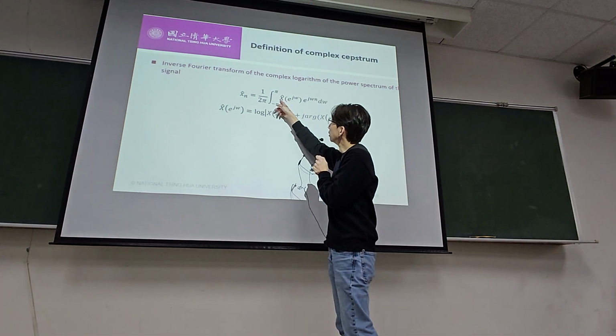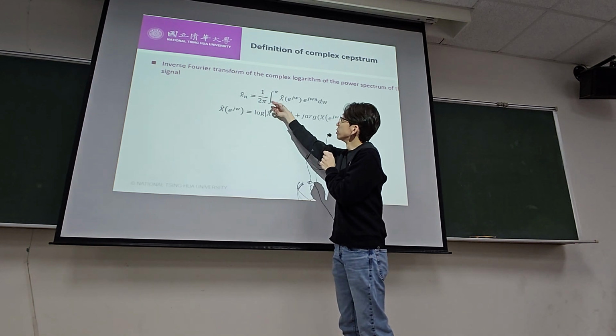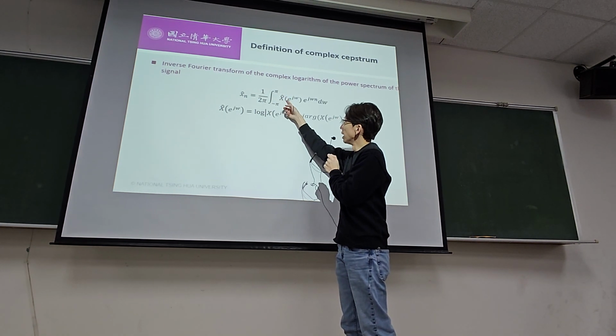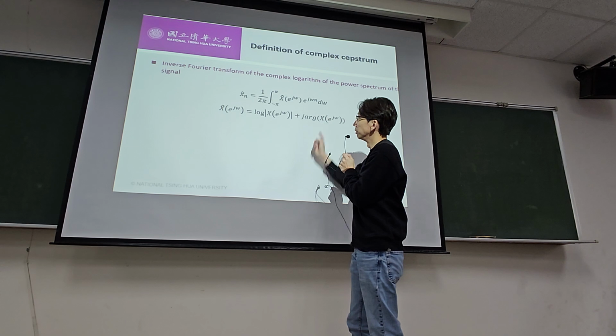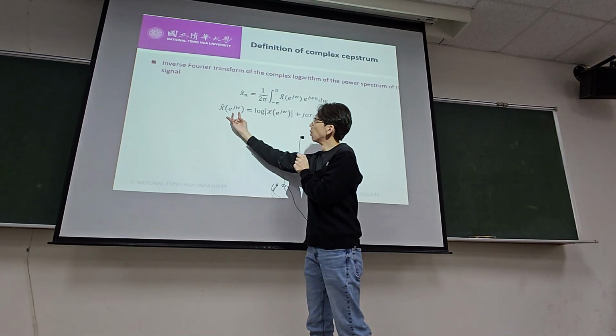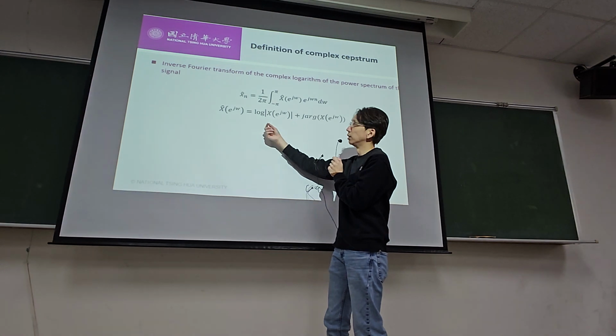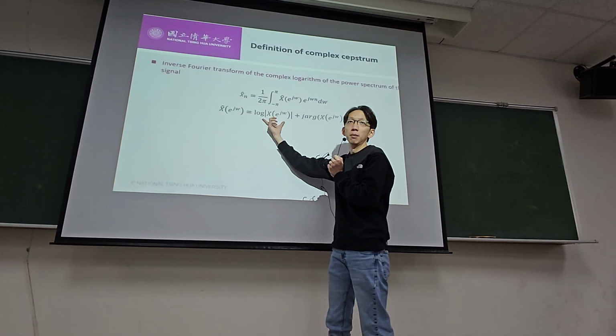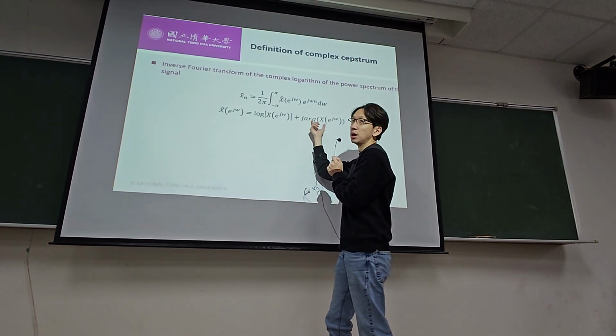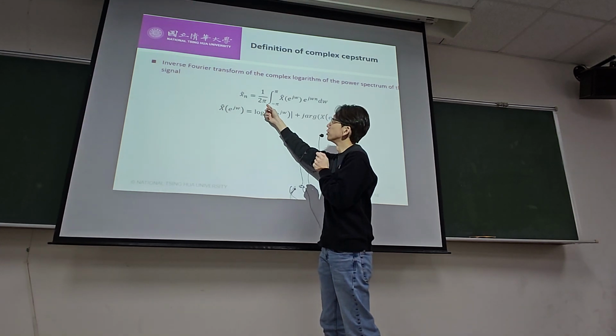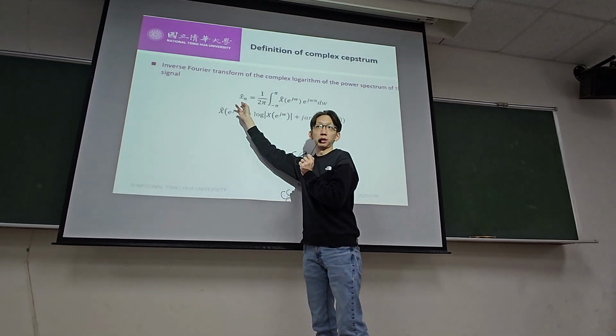So for the inverse Fourier transform, we integrate from minus pi to pi of the log X(e^(j omega)) times e^(j omega n) d omega. What is this? This is just the log of the spectrum, the operation we're talking about, the complex log, which has a magnitude part and an imaginary part. Taking the inverse Fourier transform, you get to the domain we call the cepstrum domain.